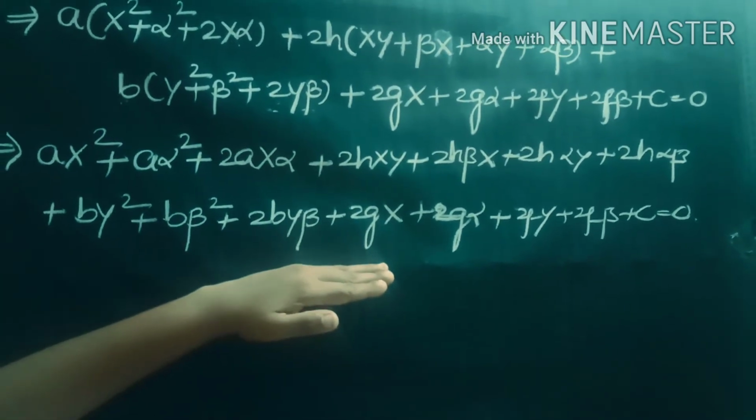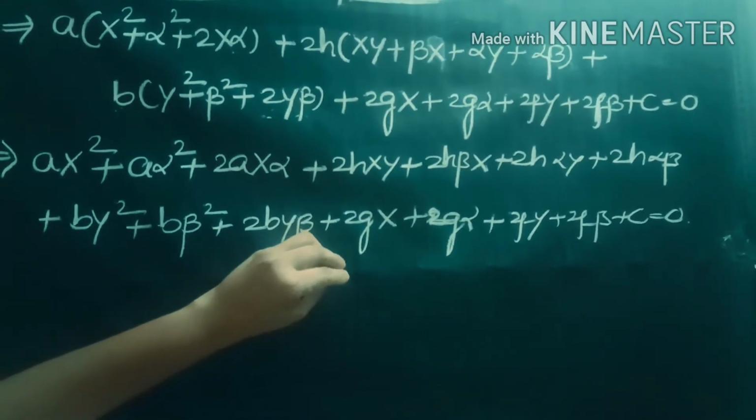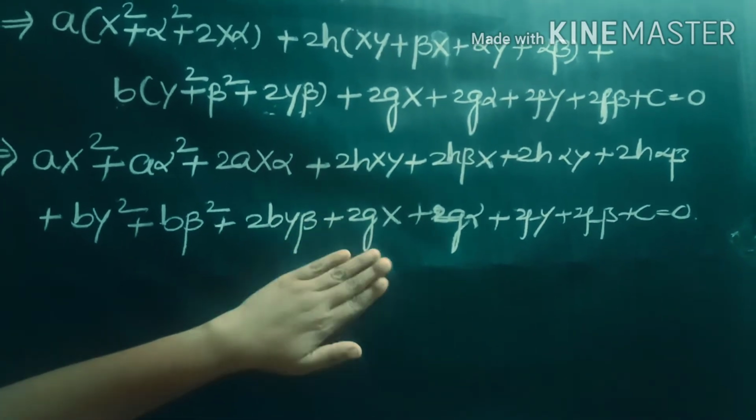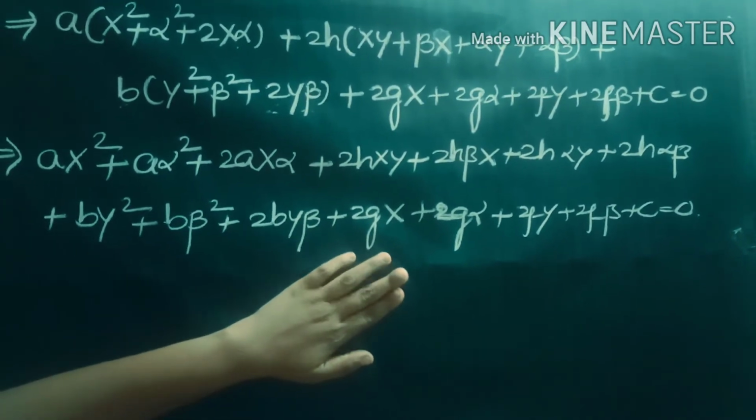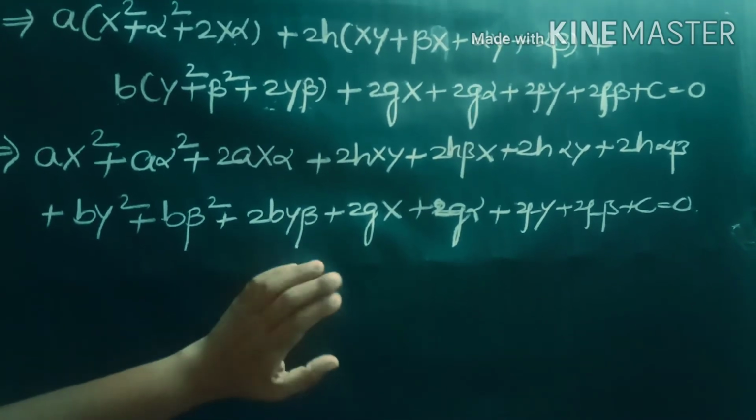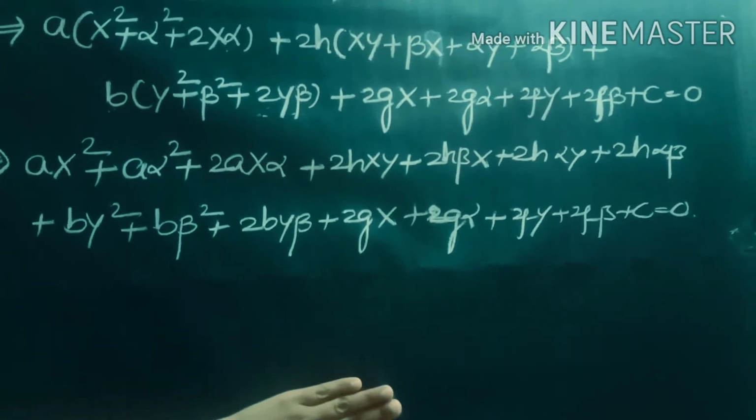Now this is the transformed equation. Now what is the given question? To which point the origin is to be shifted so as to remove the first degree terms from this equation. First degree terms means we want to remove the x, y terms from this equation. So first we take the x term and y term and equate the coefficient values to 0.